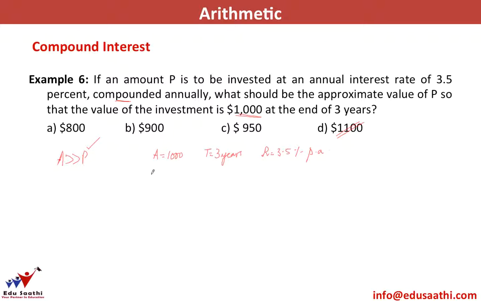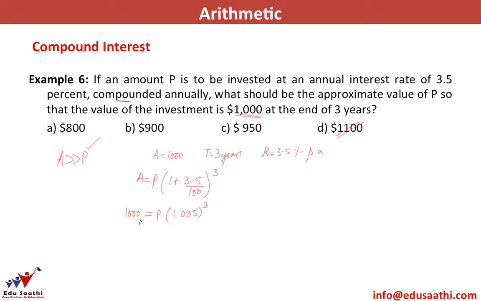So if you want to use the formula, you can use the formula. The formula is amount is equal to principal into (1 plus R by 100) raised to power 3. So you can use the formula as 1000 is equal to P into 1.035 cube. So now, since calculators are already provided to you, you can do the calculation using the calculator.